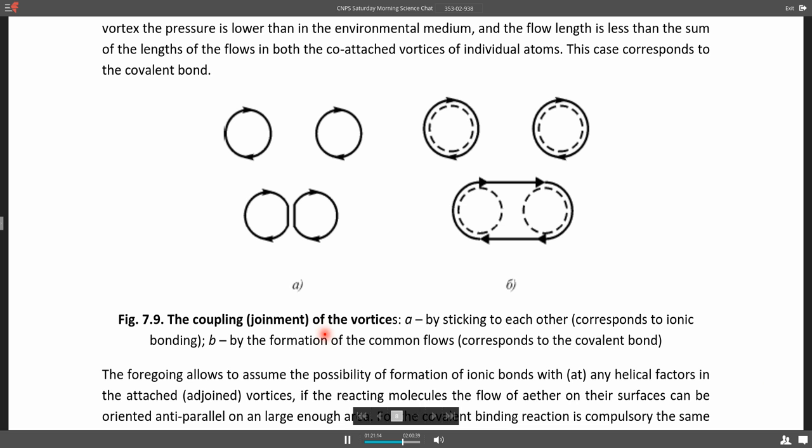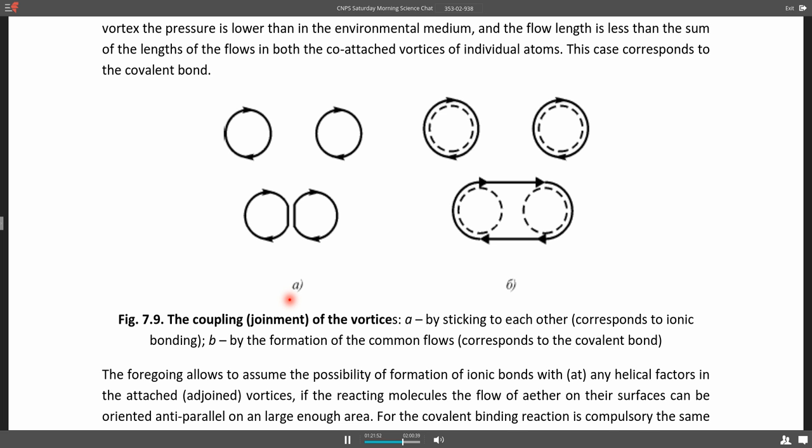One is the ionic bond, and the other is the covalent bond. So here two basic flows are considered: co-directional flows and counter-directional flows. Co-directional means the same direction on the macro level, right? This is clockwise and this is clockwise, right? But in between, we have counter-clockwise motion or flow.